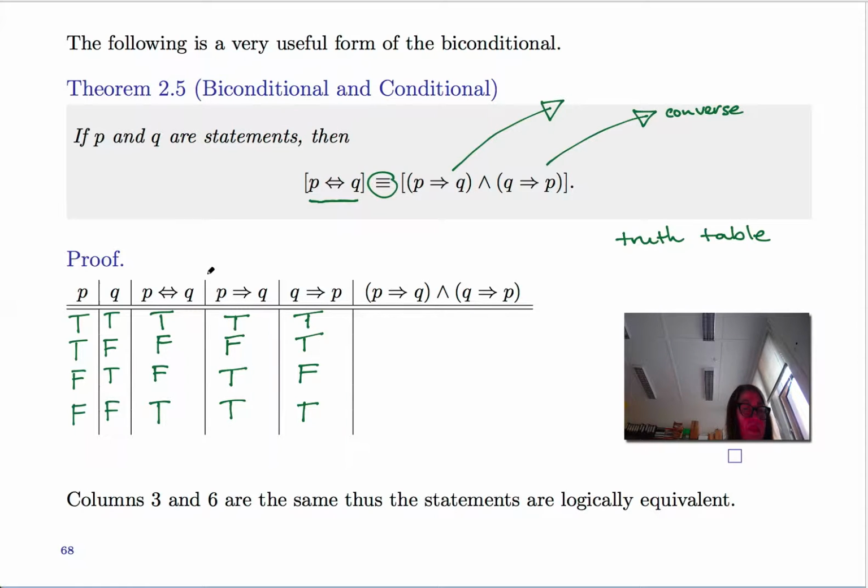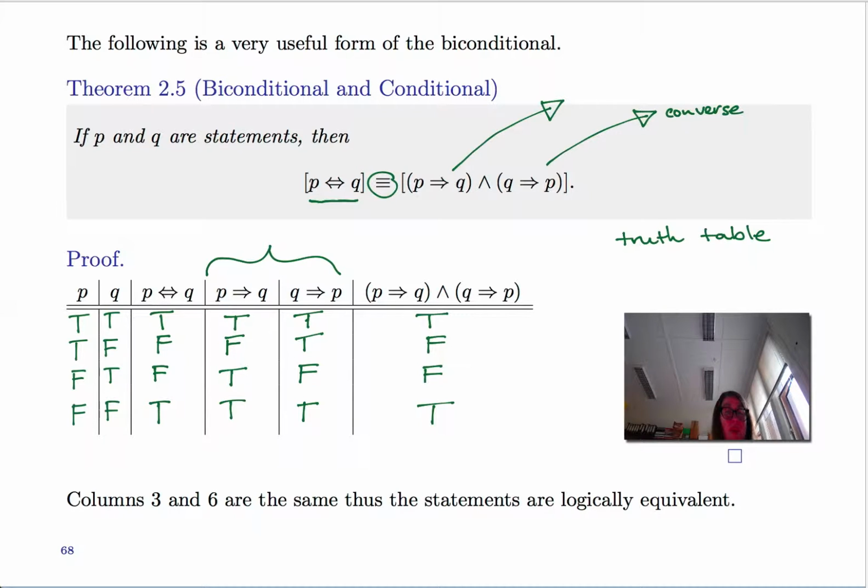Now we're just thinking about these two columns, and what we're going to fill in here is when P implies Q is true and Q implies P is true. So we're looking for places where both of those things are true. So it's certainly the case in the first row that both of those things are true, and it's certainly the case in the last row that they're both true. But in the second and third row, only one of them is true, the other is false. So I'm returning a false value there.